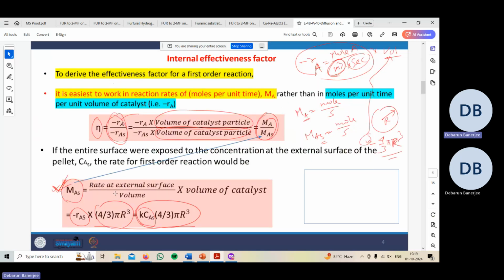So it is easiest to work in the reaction rates of mole per unit time in comparison to mole per unit time per unit volume. So minus RA into volume of catalyst particle by minus RAS into volume of catalyst particle will be NA by NAS. So NA is equal to rate at external surface by volume into volume of catalyst, equals minus RAS into 4 by 3 pi R cube, equals K CAS 4 by 3 capital R cube.